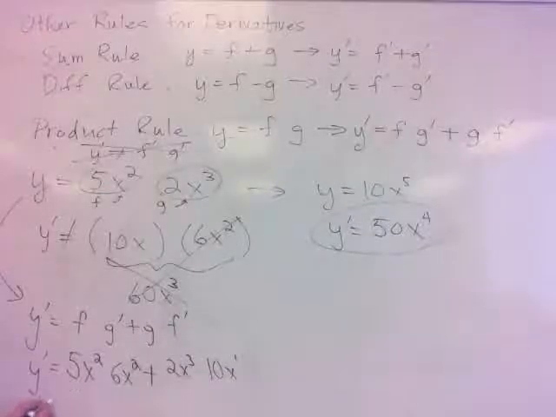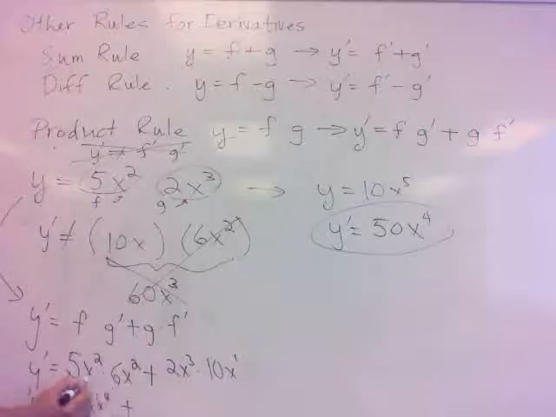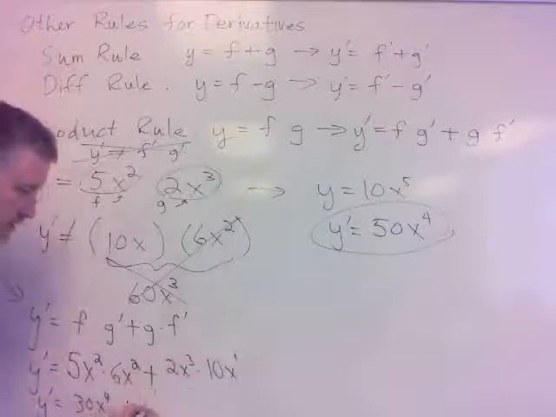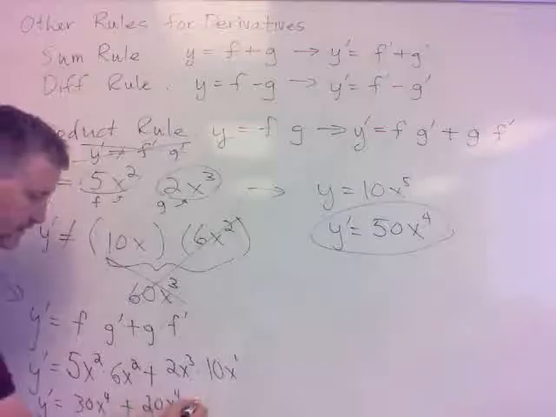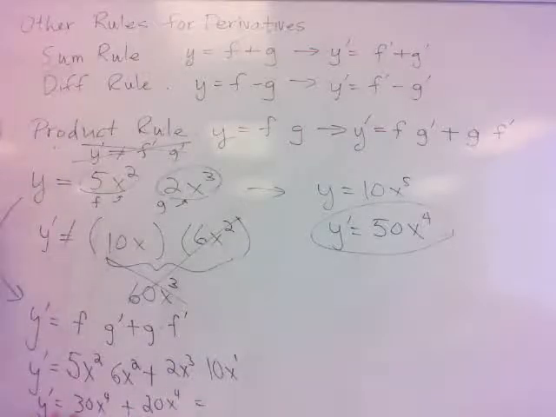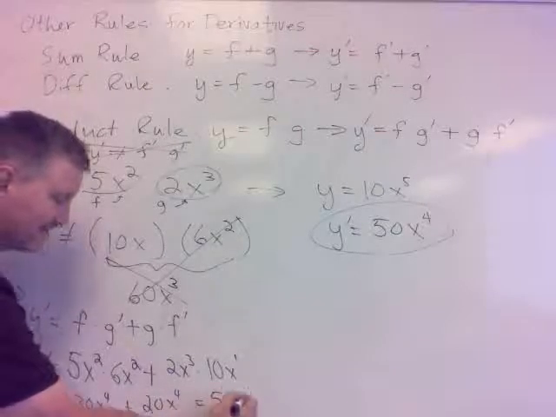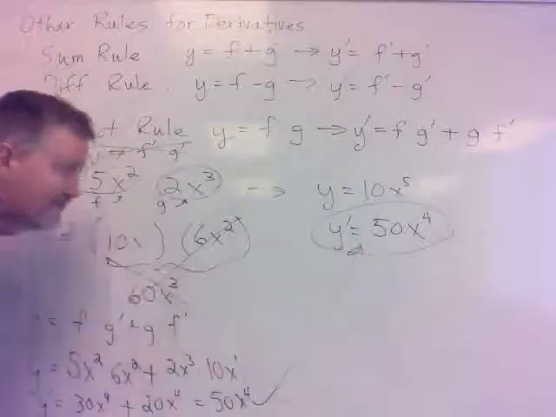I know this is a roundabout way of doing this one, but just to show you that it works. So y prime equals 30x to the fourth, 5 times 6, x squared times x squared, and that would be 20x to the fourth, which are like terms, so that's 50x to the fourth, which is what we knew it should be.